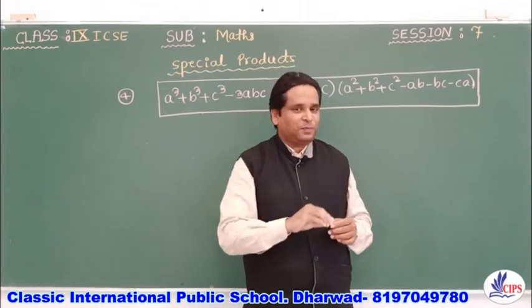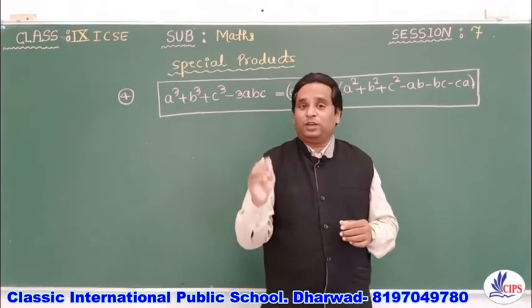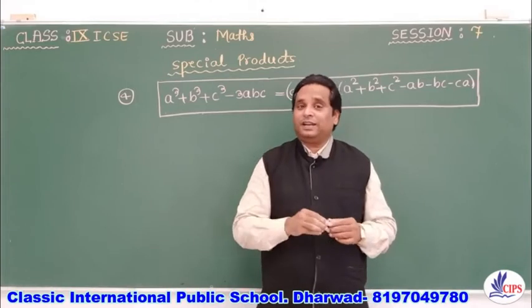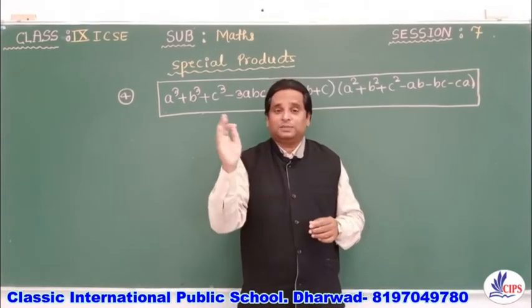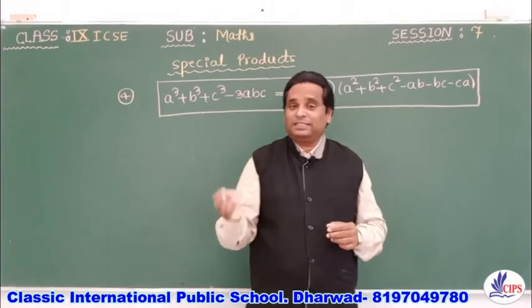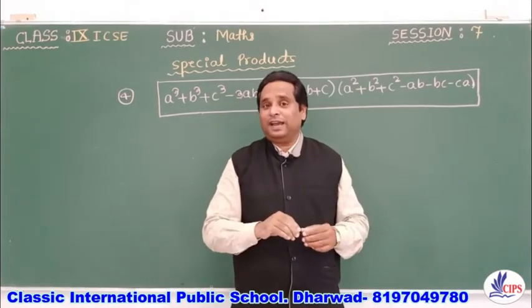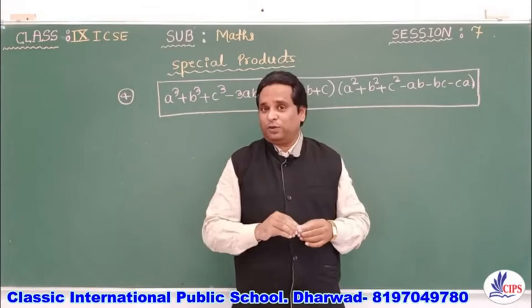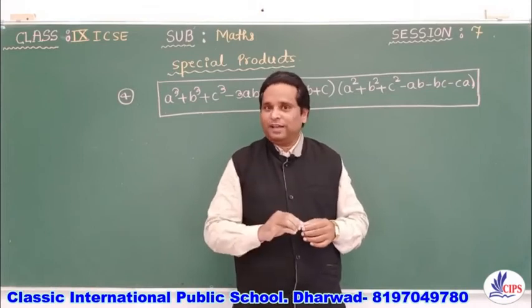And the fourth special product is a cube plus b cube plus c cube minus 3abc is equal to a plus b plus c into a square plus b square plus c square minus ab minus bc minus ca. These four special products you have to remember, children. Okay, right.